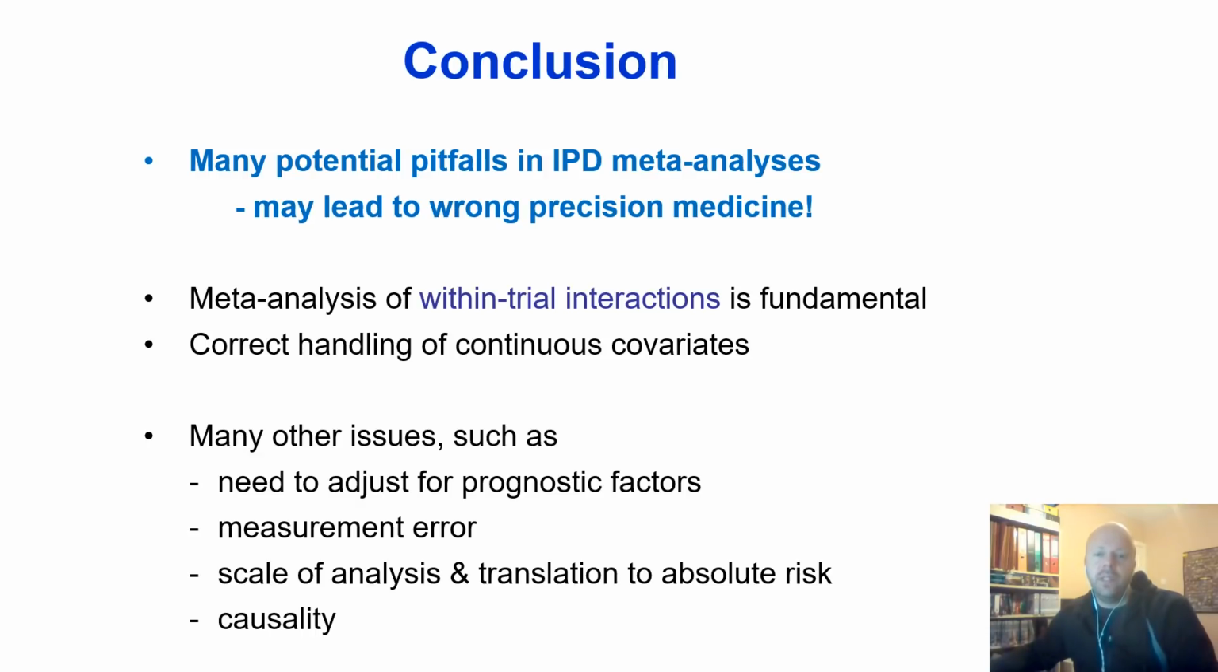In conclusion, IPD meta-analysis projects are so important in this area, but we need to be doing them better. We need to focus on within trial interactions, we need to handle continuous covariates and continuous outcomes appropriately. And in the paper we talk about other issues that you may also find interesting, such as adjusting for prognostic factors and the scale of analysis.